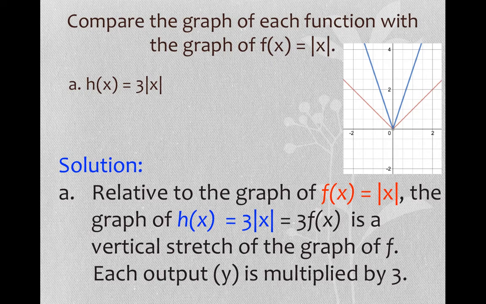Okay, so let's look at this one more time. This is relative to the graph of f of x equals the absolute value of x. The graph of h of x equals 3 times the absolute value of x is the same as 3 times the function. So this works with any of the library functions. And this is a vertical stretch of the graph of f, in this case the absolute value. Each output, or y, is multiplied by 3.